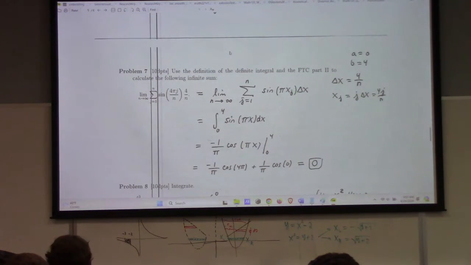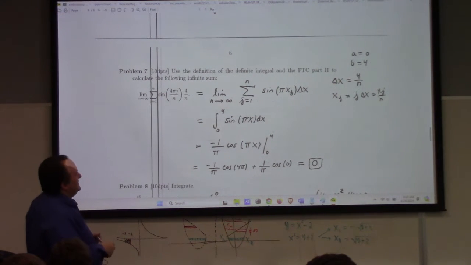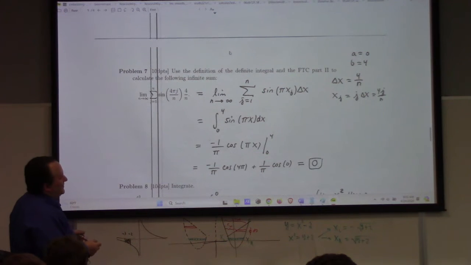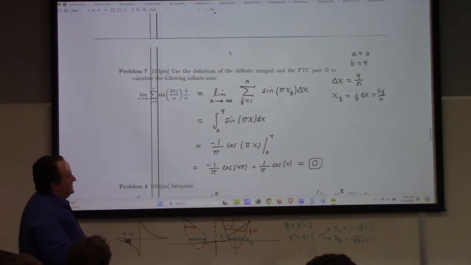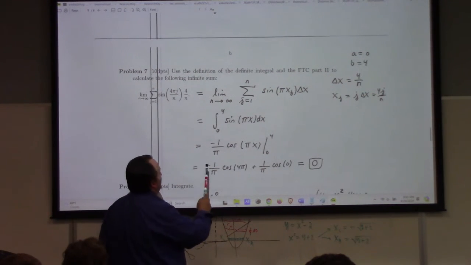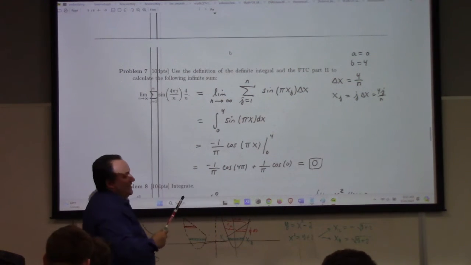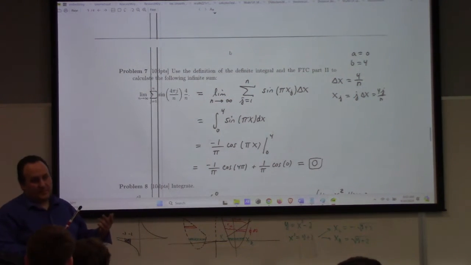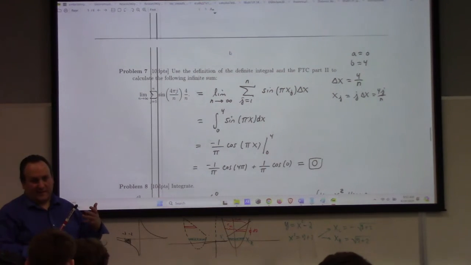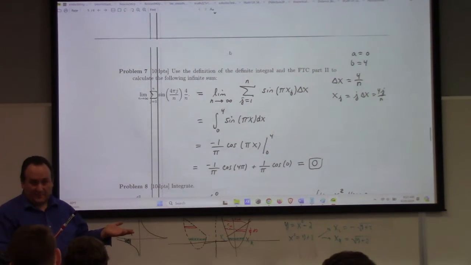Problem 7 was kind of anticlimactic. I can say a equals 0, b equals 4, delta x is 4 over n, and that will make this the integral of sine pi x dx, which integrates to 0. Now, that's not the only way you could do it. You could have put a pi in your bound, right?